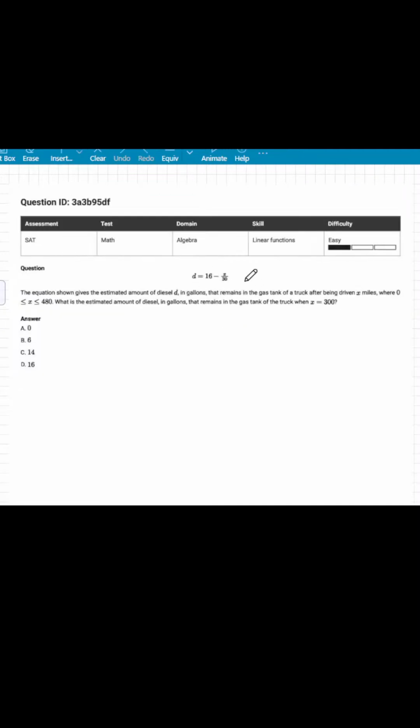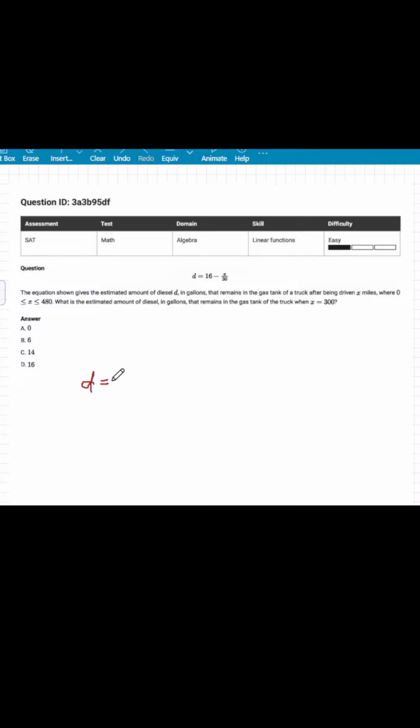So that is why we have this equation where whenever x goes on increasing, d goes on decreasing. We have to find the value of d, the number of gallons of diesel left in the tank, for this value of x, which is 300. So let us put this value of x in this equation. This is just a linear equation where you have to put this value to get the output.